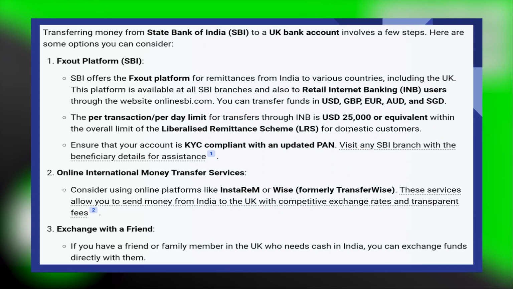Transferring money from SBI to a UK bank account is very easy. Today I'm gonna show you how to do it. Transferring money from State Bank of India to a UK bank account involves a few steps.